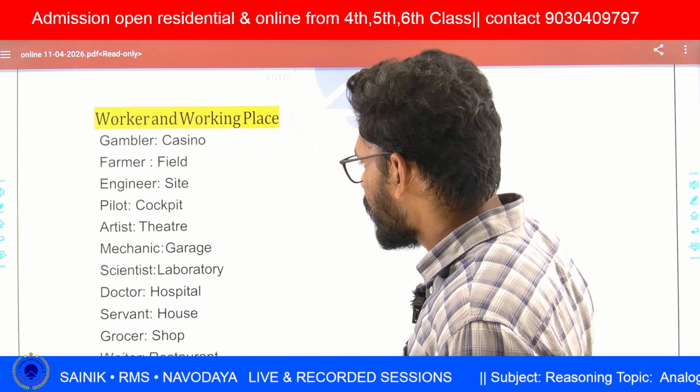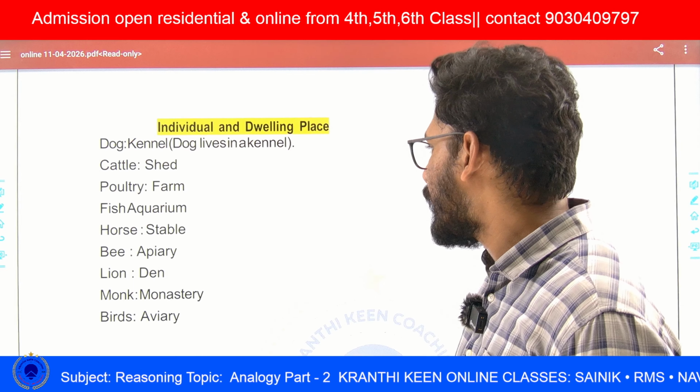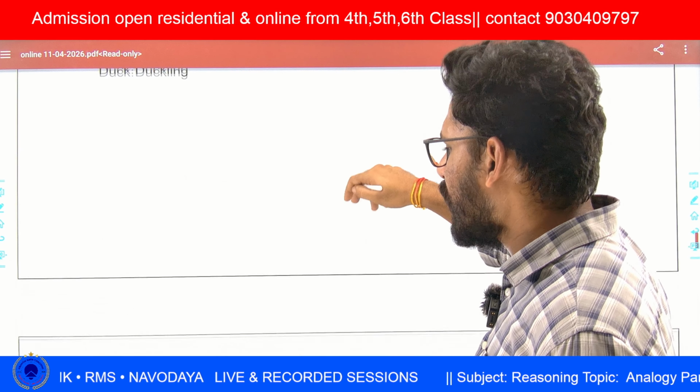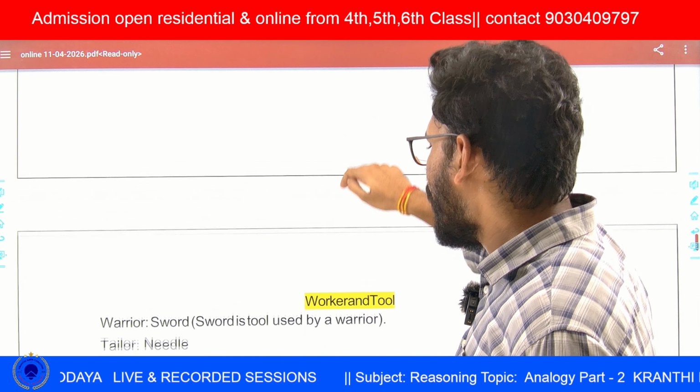Where they will stay, where they will live. Dog lives in kennel. Cattle lives in shed. And then animal and young one: the young one of hen is chicken, duck is duckling, insect is larva. And that's it for today.